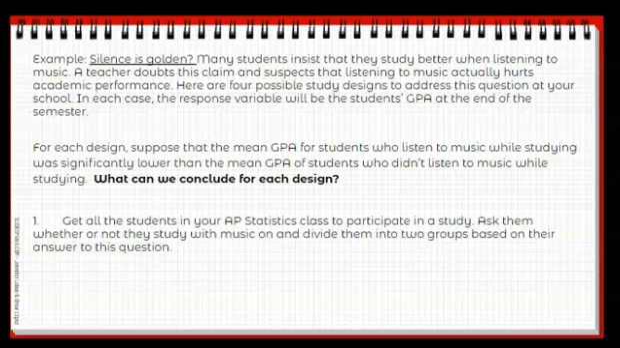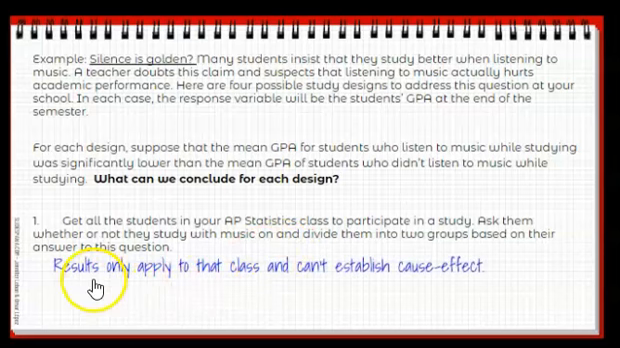So we're looking at the design of the experiment and trying to draw what conclusions we can make based on this design. Well, number 1, get all the students in your AP class to participate in the study. Ask them whether or not they study with music on, and then divide them into 2 groups based on their answer to this question. Well, it's not a random sample because it's just my AP class, and it's all of them. And did I randomly assign them to groups? No. So my results are only going to apply to that class, which is not real helpful, and I can't establish a cause and effect relationship.